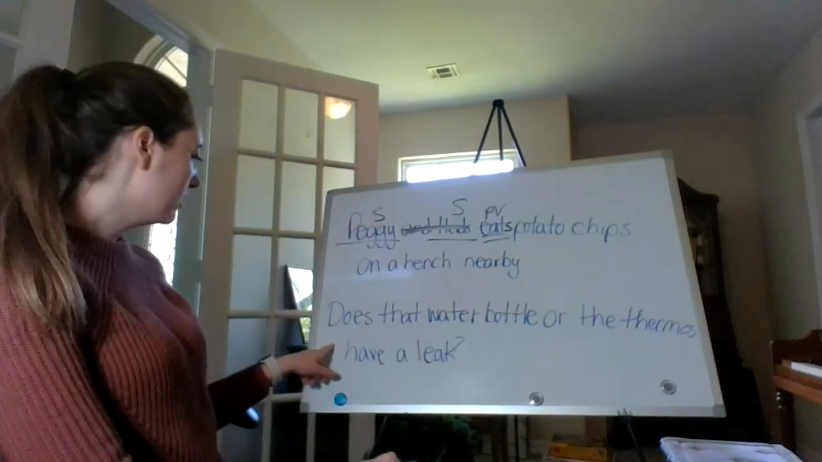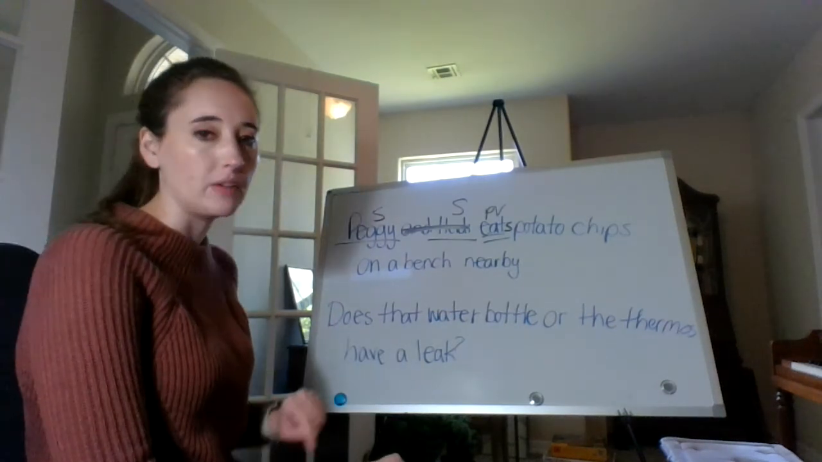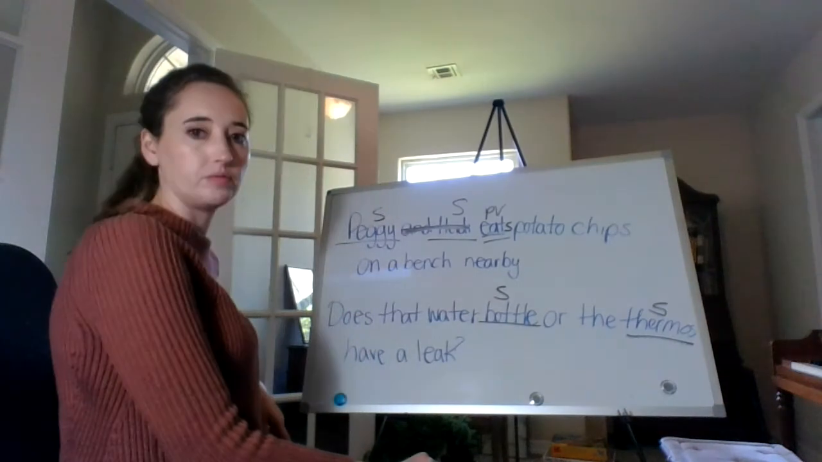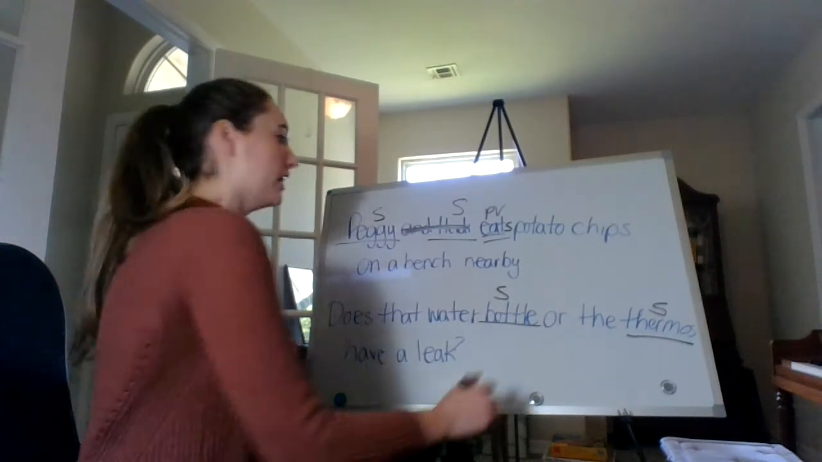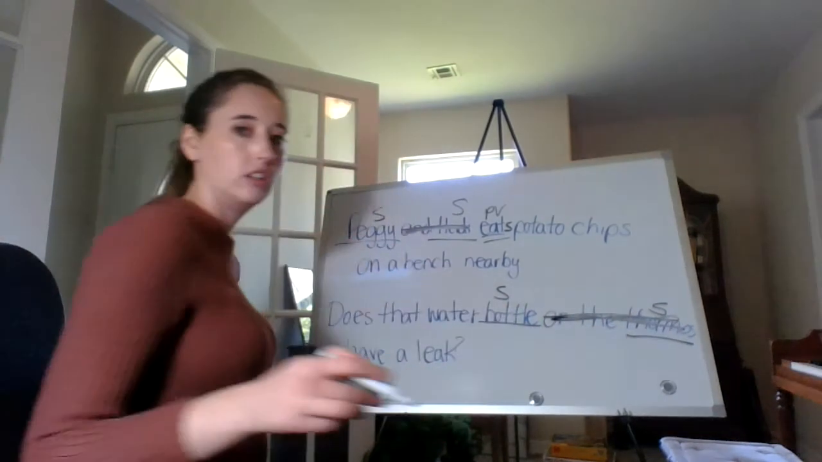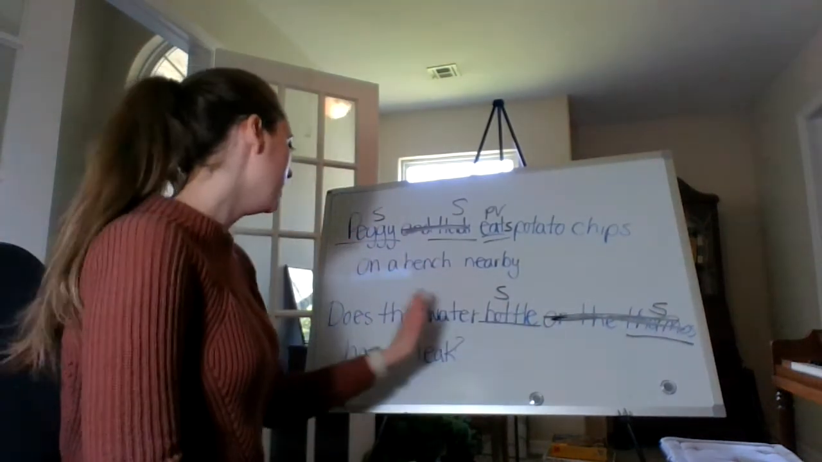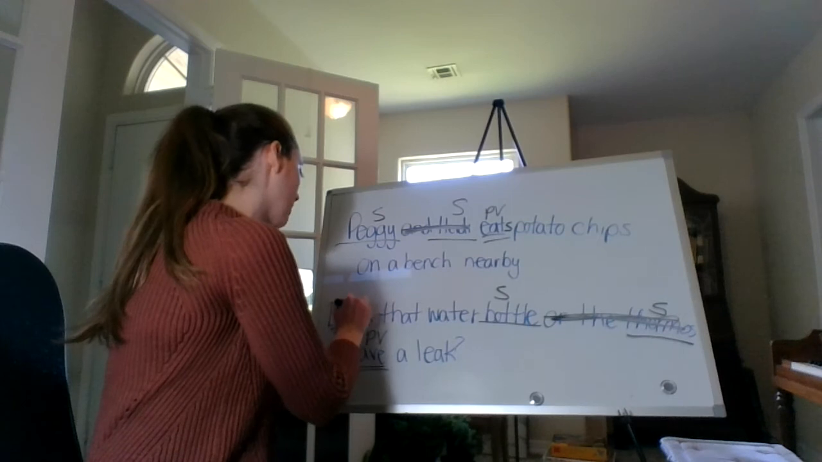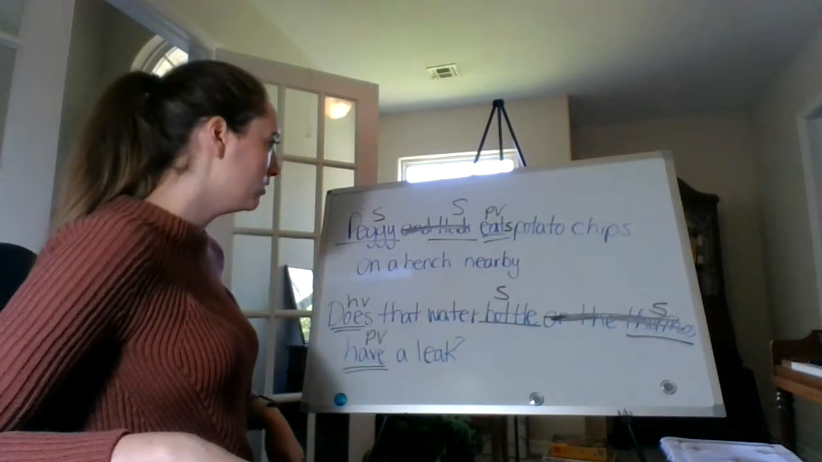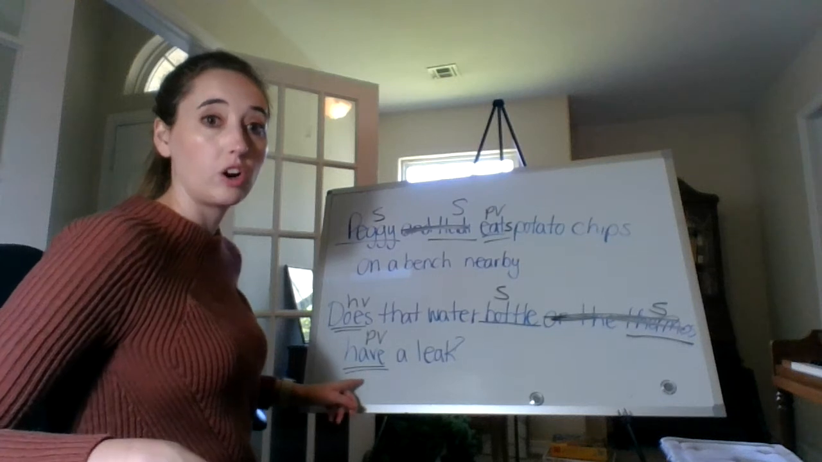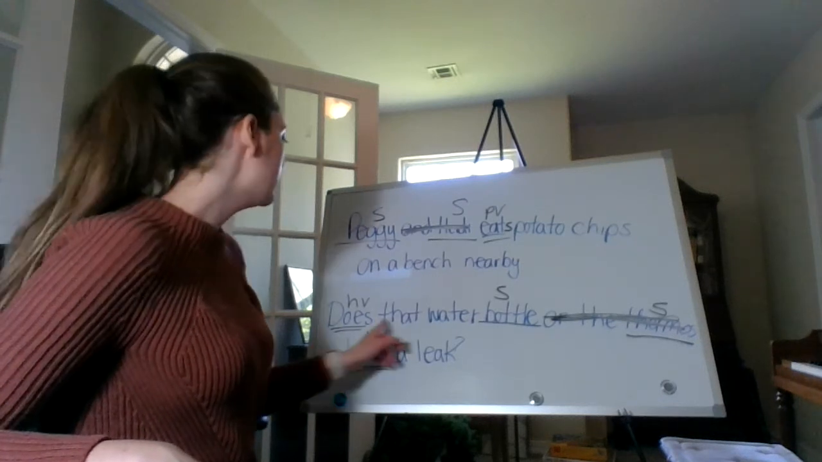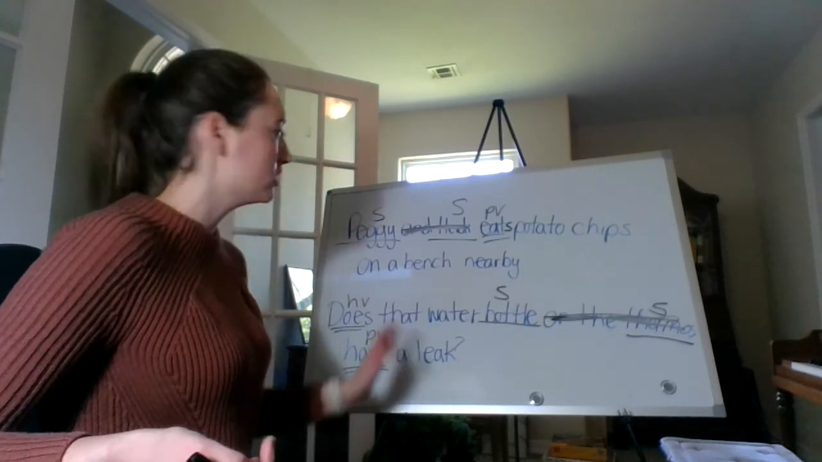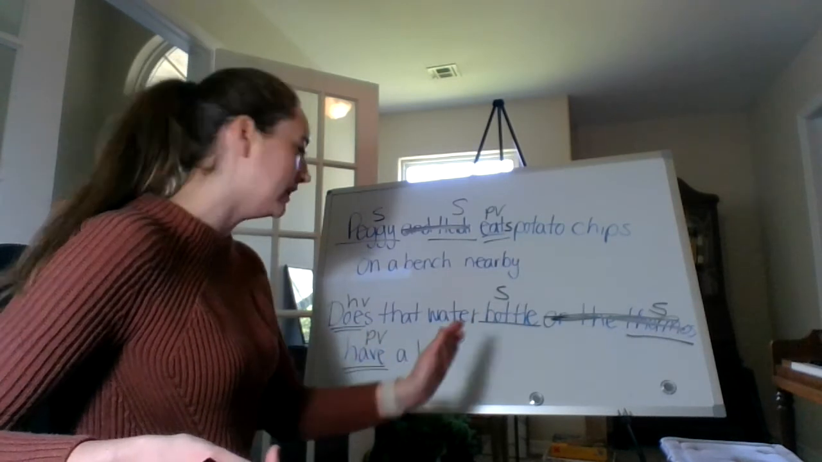Okay, on this second sentence, it says, does that water bottle or the thermos have a leak? In this one, we've got that subject, water bottle and thermos. Let's remove one of the subjects. Let's remove or the thermos, that whole subject. And now we're left with, does that water bottle have a leak? Here are the verbs, a helping verb and a predicate verb. Now, this is an unusual one because this word, we wouldn't just add an S to. Does that water bottle have a leak? Let's read it as it is and see if we need to make any changes. Does that water bottle have a leak?